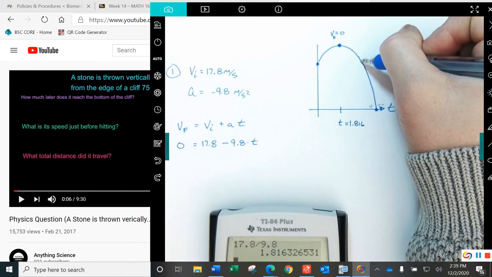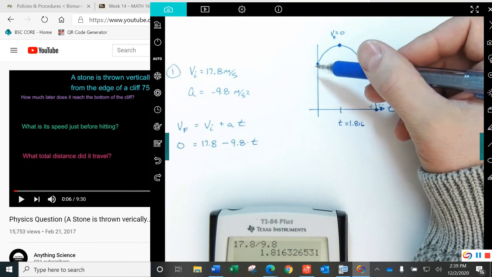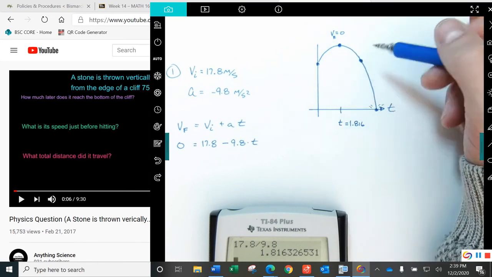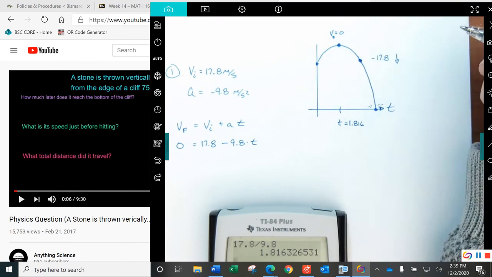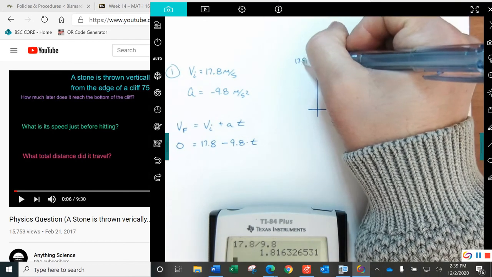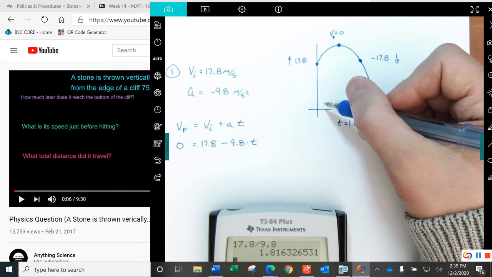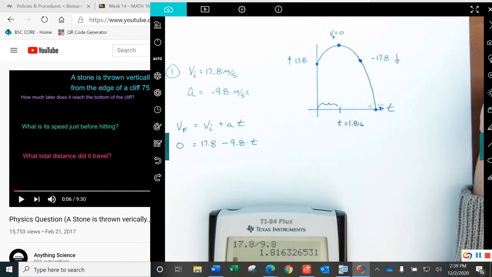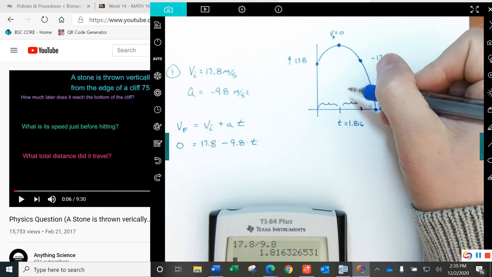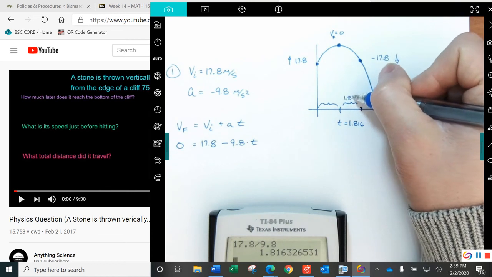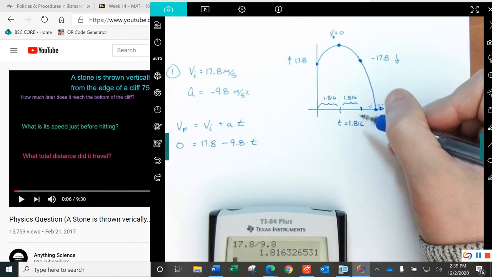Now it is true, because of the symmetry of our parabola, that when it was going 17.8 meters per second here initially, it's also going 17.8 meters per second here also, but now it's going down, so we'll use a negative value. 17.8 on the way up, now it's on the way down, and by symmetry, this time interval here, that was 1.816 seconds, is, let me see if it looks approximately right, same as right here. That's also 1.816. So I'm just going to multiply that by 2, and we've got all the way over here.